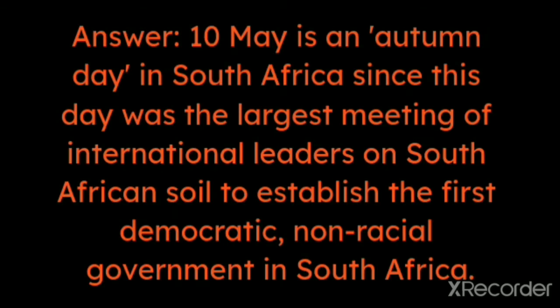10 May is an autumn day in South Africa, students, because this day was the largest meeting of international leaders on South African soil to establish the first democratic non-racial government in South Africa. It was on this very date that democracy was established in South Africa, and a non-racial government was set up for the first time. That is why this day is considered an autumn day in South Africa.